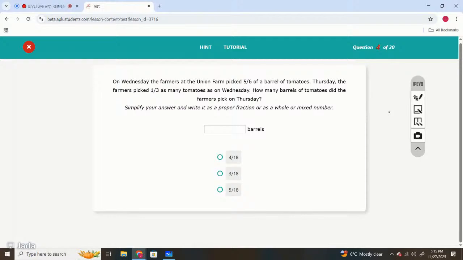Okay, the next one is: on Wednesday, the farmers at the Union Farm picked 5/6 of a barrel of tomatoes. On Thursday, the farmers picked one third as many tomatoes as on Wednesday. How many barrels of tomatoes does the farmer pick on Thursday?